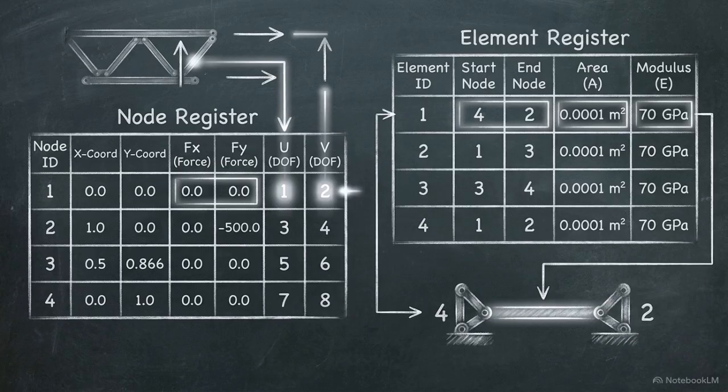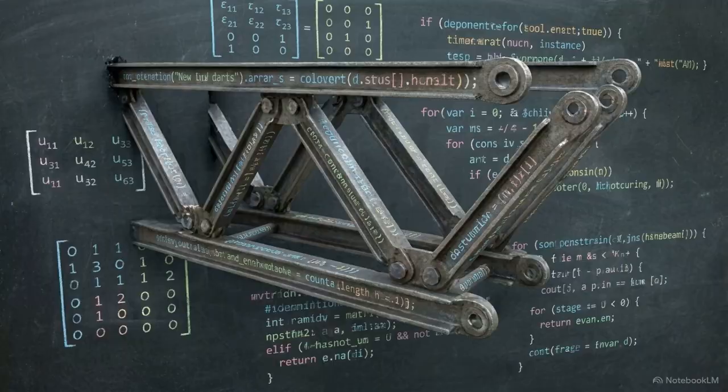The node register defines each node's identity, coordinates, applied forces, and degrees of freedom. Each 2D node has 2 degrees of freedom: U along the x-axis, V along the y-axis. We initialize unknown support reaction forces as zeros to prevent interference with displacement calculations. The element register follows, linking each strut to its start and end nodes, while defining its material area and modulus of elasticity. Once the registers are populated, the solver handles the structural data as a purely numeric set, removing the need to reference the physical truss again.